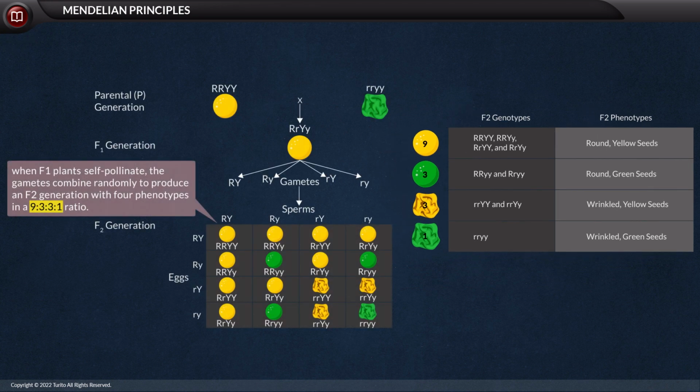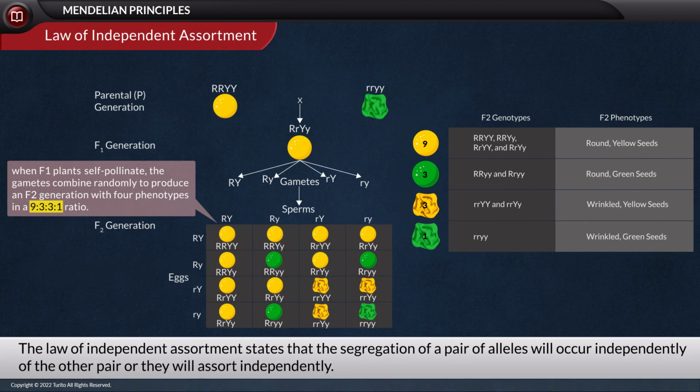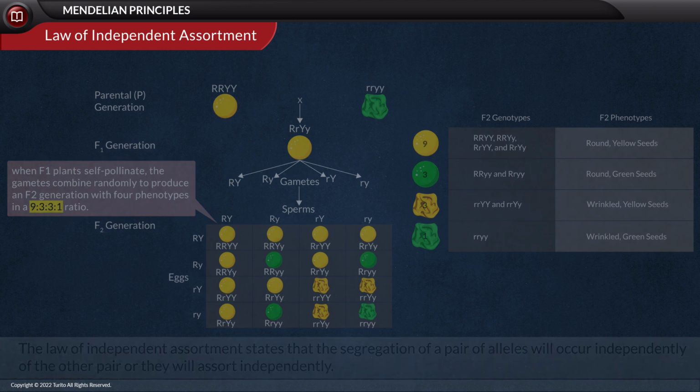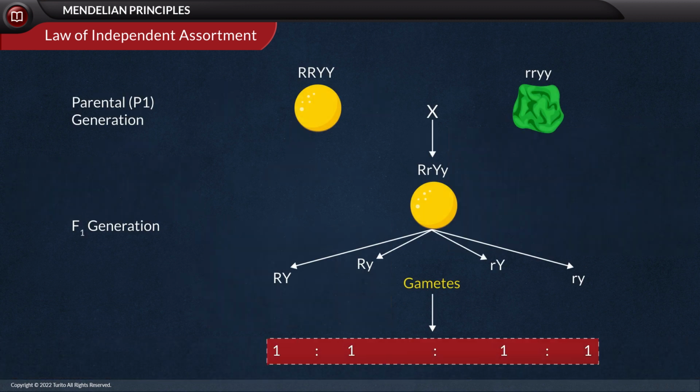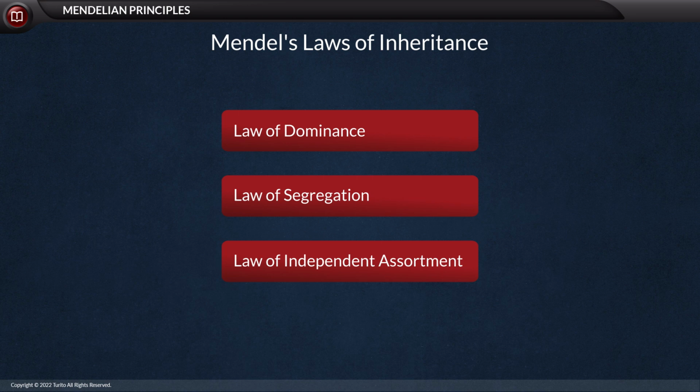Observing the results of the dihybrid cross, Mendel proposed the law of independent assortment. This law states that the segregation of a pair of alleles will occur independently of the other pair, or they will assort independently. According to the rule, the gametes must carry all possible combinations of the alleles in equal frequency. Hence, we have learned Mendel's principles of inheritance.